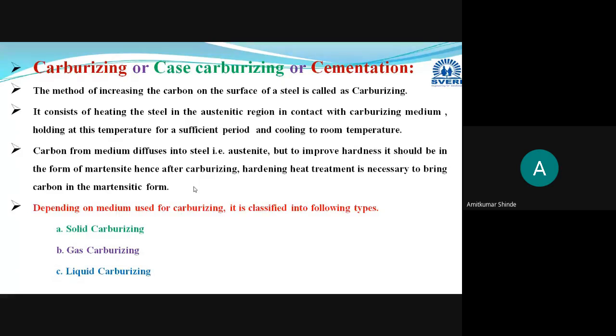And as we have earlier discussed, any heat treatment process will consist of heating cycle, holding time, and cooling cycles. There may be one or more heating cycles or one or more cooling cycles. Now here in this carburizing process, first you have to heat the steel component in the austenitic region.